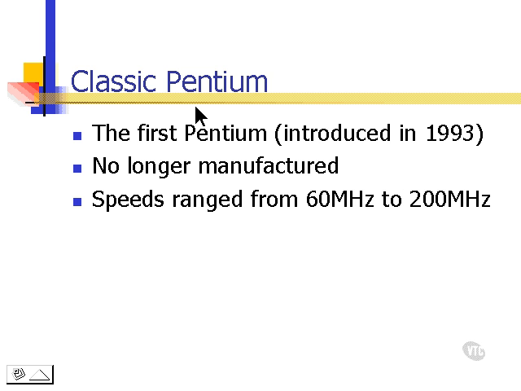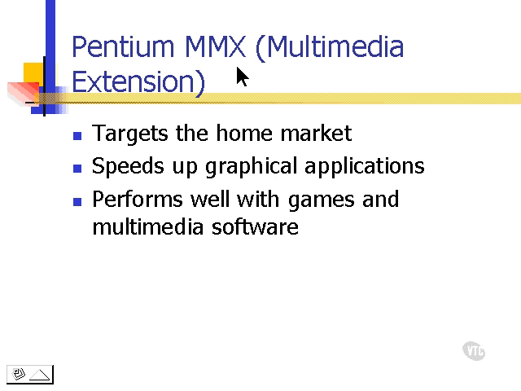So the first Pentiums, called the classic Pentium, were introduced in 1993. They're no longer manufactured, but a lot of them were sold, and speeds ranged from 60 megahertz to 200 megahertz. The next step was for gamers. MMX, multimedia extension or multimedia experience, depending on who you ask, targeted the home market. It sped up graphical applications. Games that are designed to work with MMX perform very well on a chip that's designed for MMX.